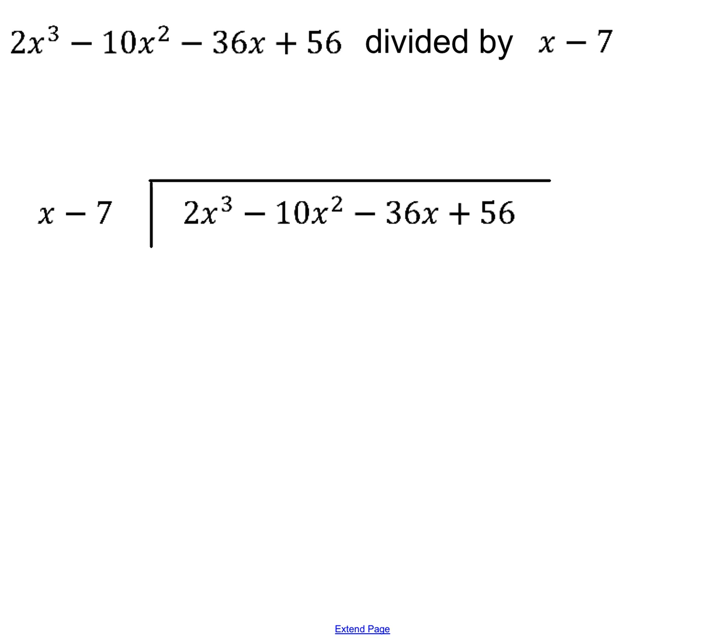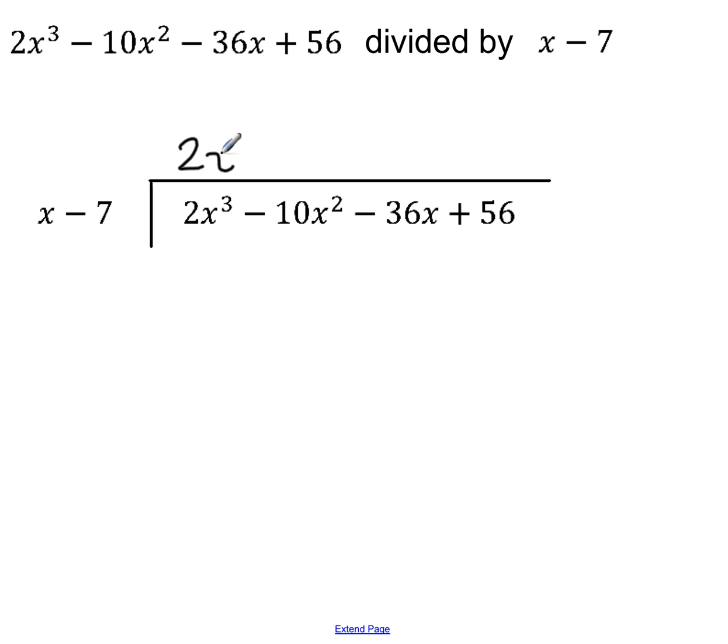Let's try another one. 2x to the third minus 10x squared minus 36x plus 56 divided by x minus 7. If you did this using the box method, you would have to use a 2 by 3. So we're going to use long division to do this one. So I take a look at my x and my 2x to the third, and I say, how many times does x go into 2x to the third? Okay, so basically, remember, I'm trying to match those up.